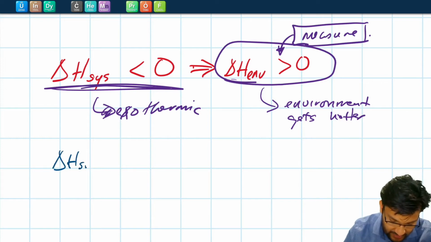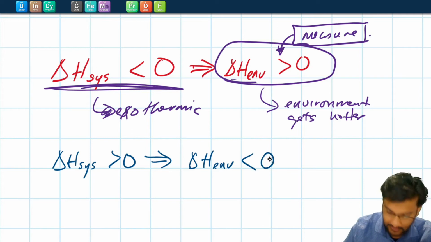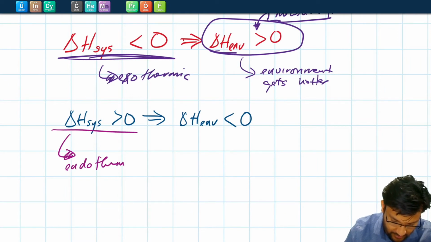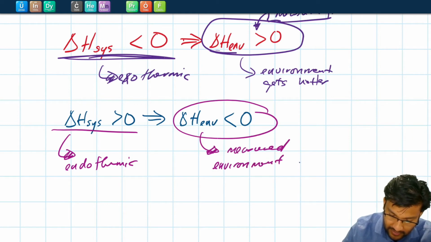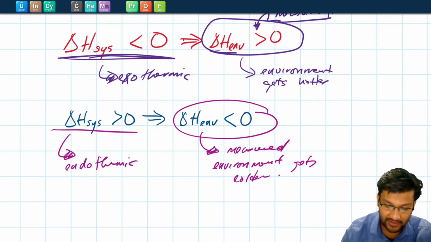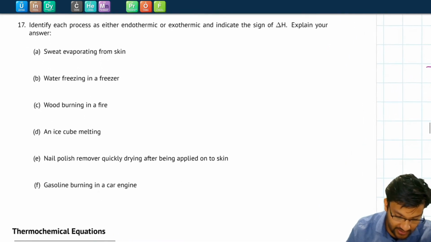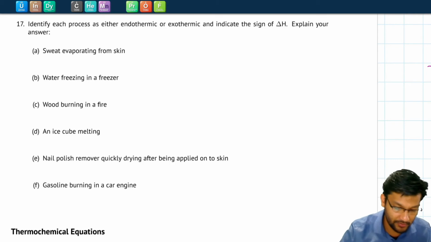Similarly, if the change in the enthalpy for the system is greater than 0, it means that the environment would have lost enthalpy. And that means that for an endothermic process, the measured environment gets colder. So if the environment that you measured gets colder, then you know the process was endothermic. If the environment gets hotter, then you know that the process that resulted in that was exothermic. With that, I would like you to think about all of these different processes in question 17 and write whether you think they're exothermic or endothermic next to them. I'll have you pause the video here and go through each of those, and then you can unpause and I'll go over them with you.